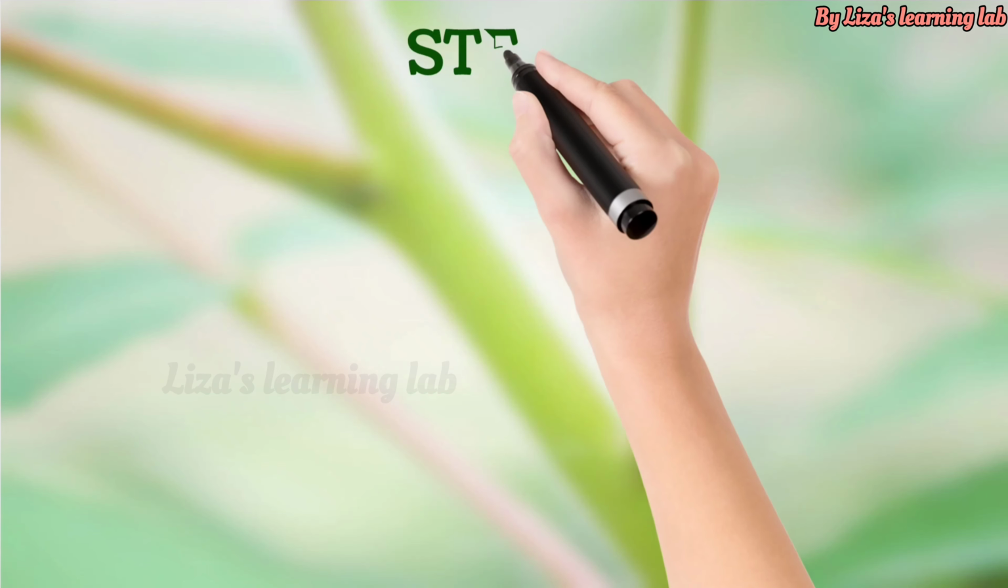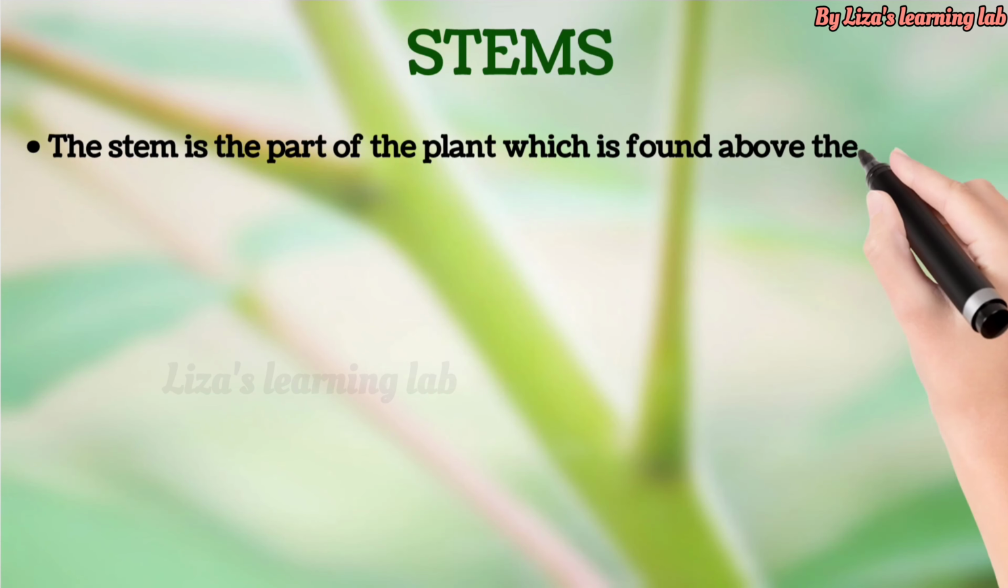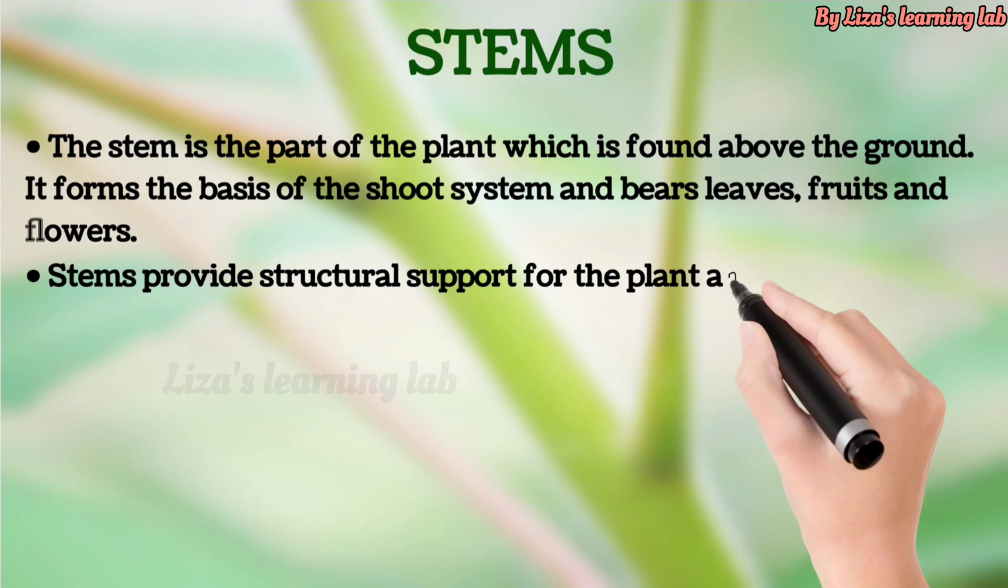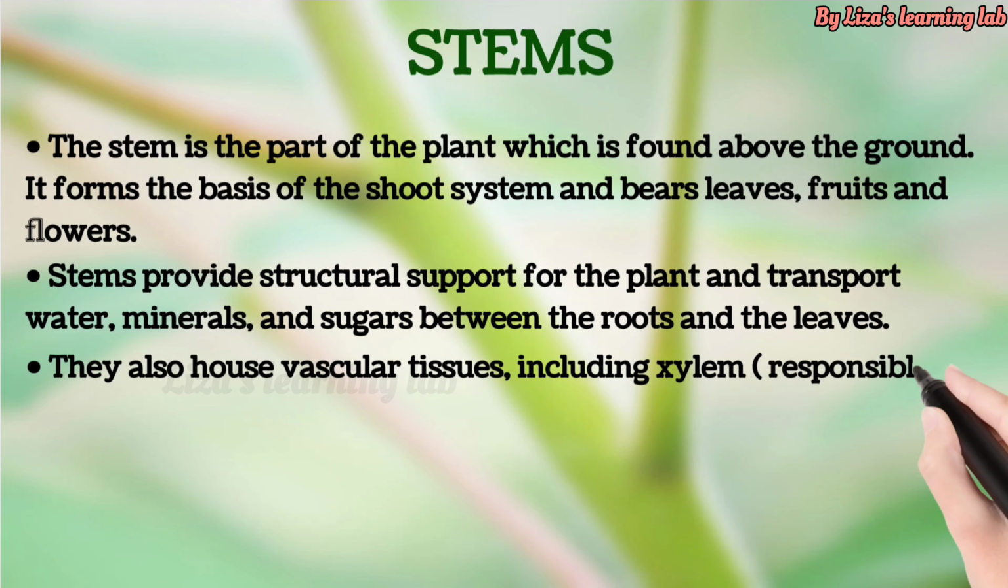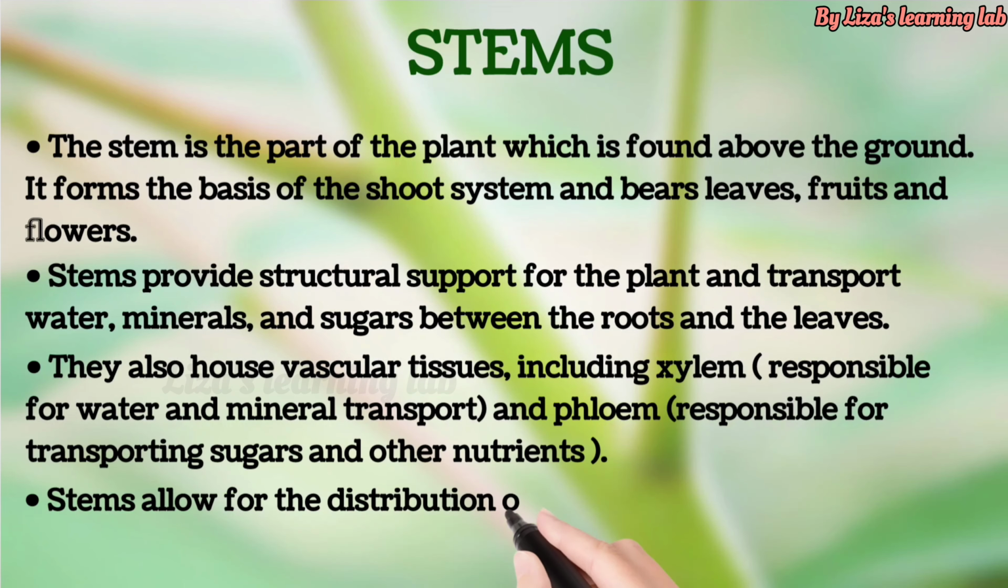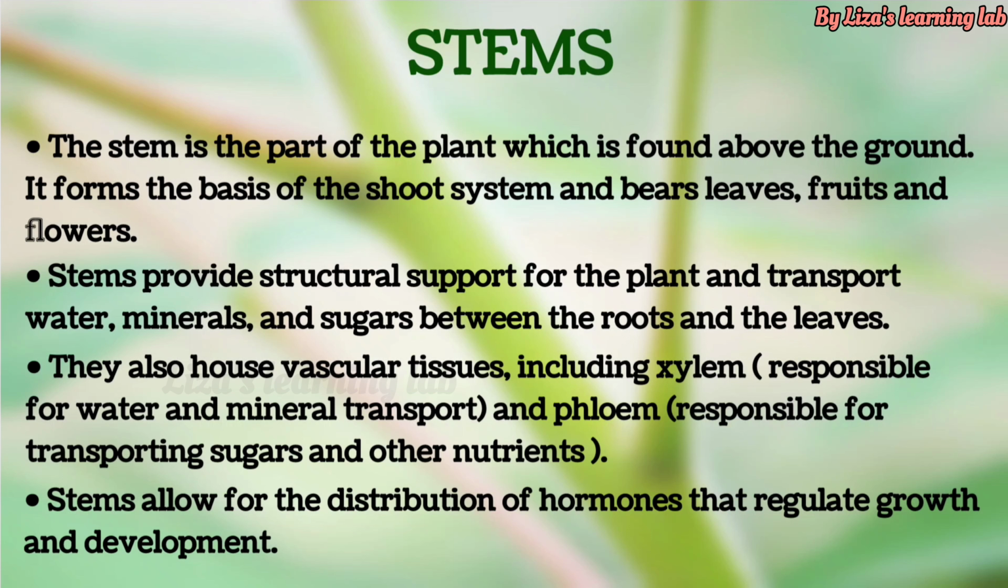Stems. Stem is the part of the plant which is found above the ground. It forms the basis of the shoot system and bears leaves, fruits and flowers. Stems provide structural support for the plant and transport water, minerals and sugars between the roots and the leaves. They also house vascular tissues including xylem, responsible for water and mineral transport, and phloem, responsible for transporting sugars and other nutrients. Stems allow for the distribution of hormones that regulate growth and development.